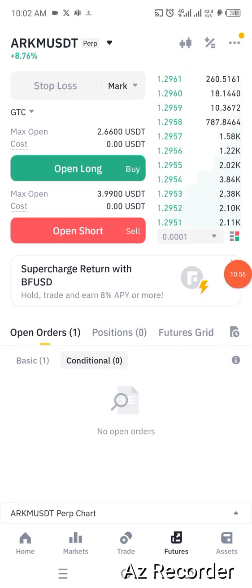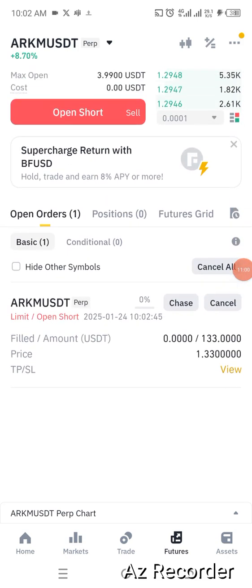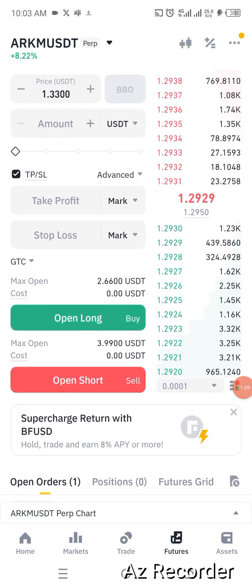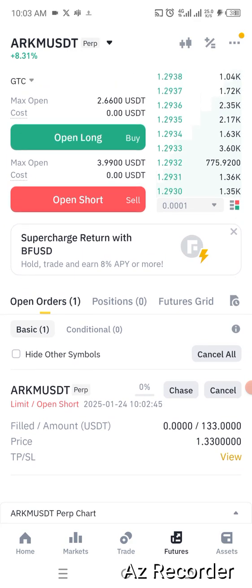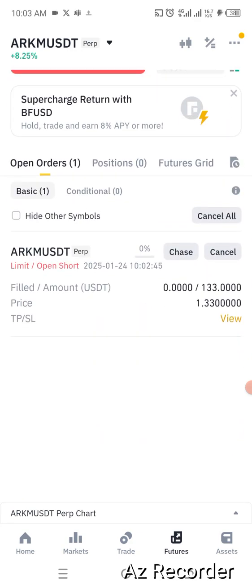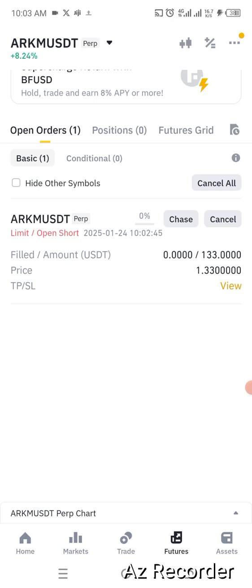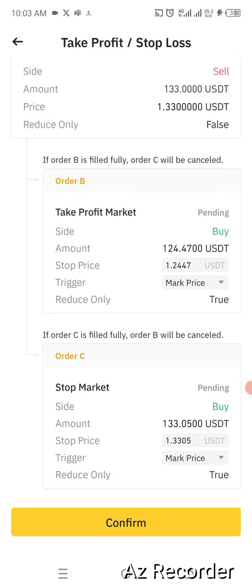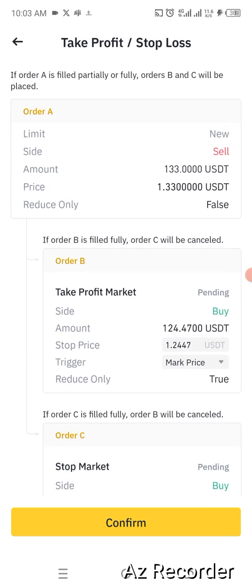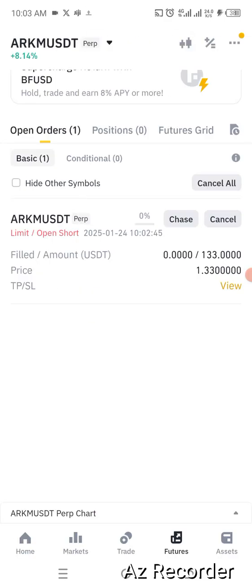Here is where you see all your orders. Yeah. Click on basics. You see your orders. Immediately the market touches 1.3300 USDT, you just automatically get positioned into the market for a short. Immediately it touches 1.2447, it will automatically sell and cover the profit for you. So that's how futures trade works.